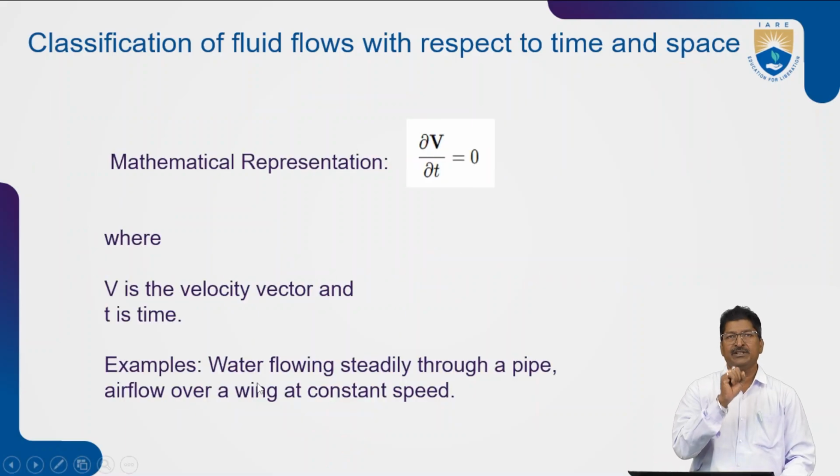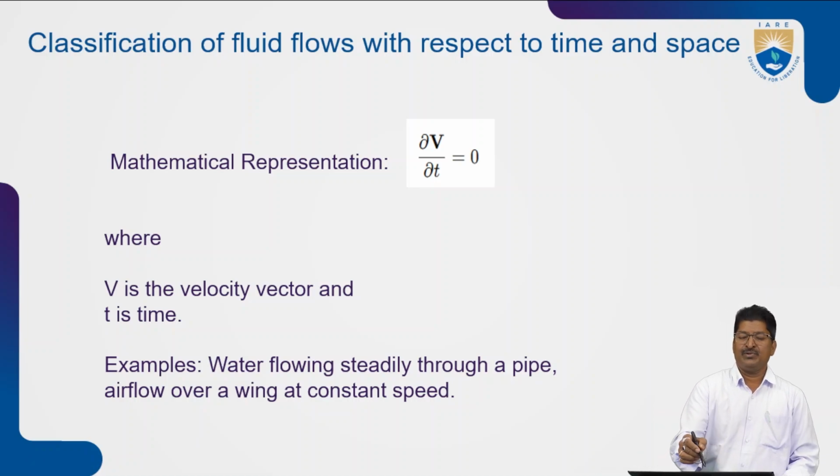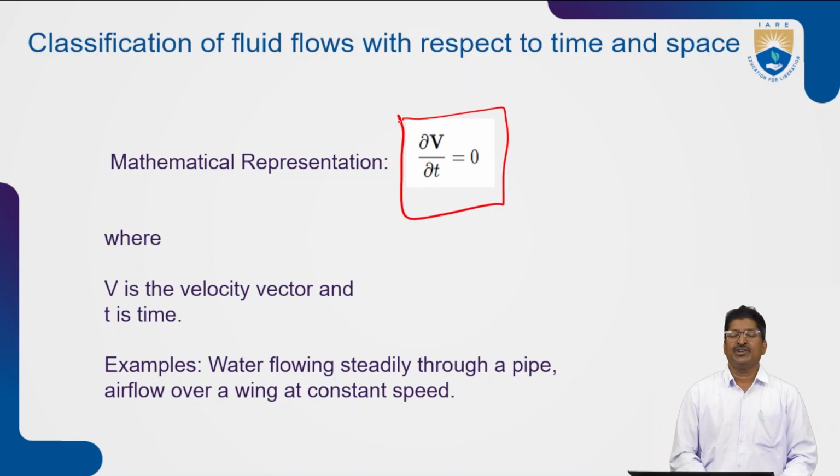Okay. So if you see the mathematical representation, steady flow is denoted as ∂V/∂t = 0. That means you take it with respect to time. ∂t means t is the time, V is the velocity vector. Okay. So if you take the velocity at any point of time, it will not change. Then that is equal to 0, which is a steady flow.